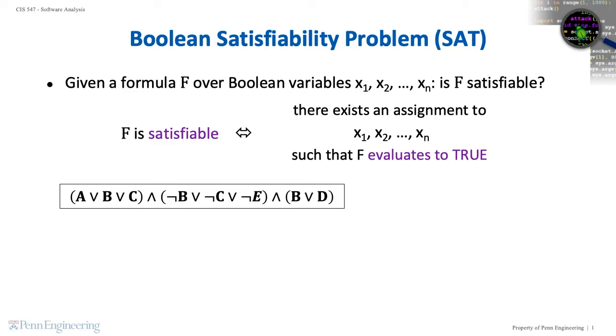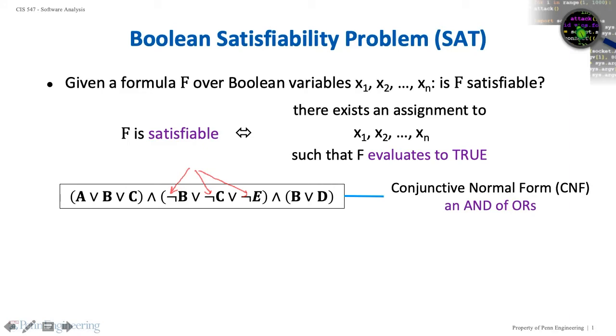The symbol ∨ denotes the binary OR operator or disjunction. The symbol inverted ∨ denotes the binary AND operator or conjunction. And this symbol denotes the unary negation operator. Any Boolean formula can be expressed in a specialized form called conjunctive normal form, or CNF for short. This example formula is in CNF.